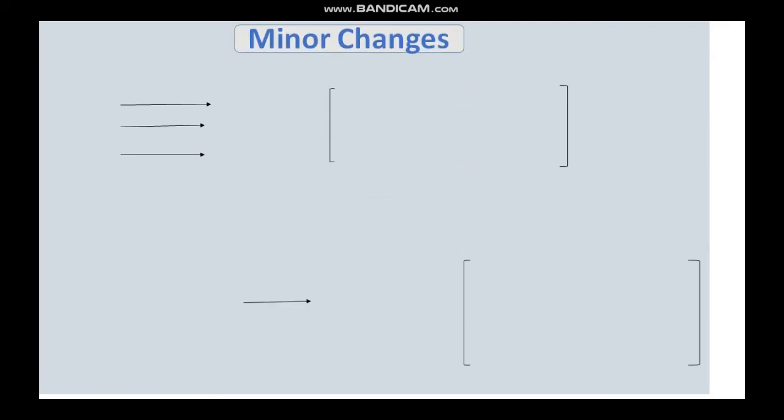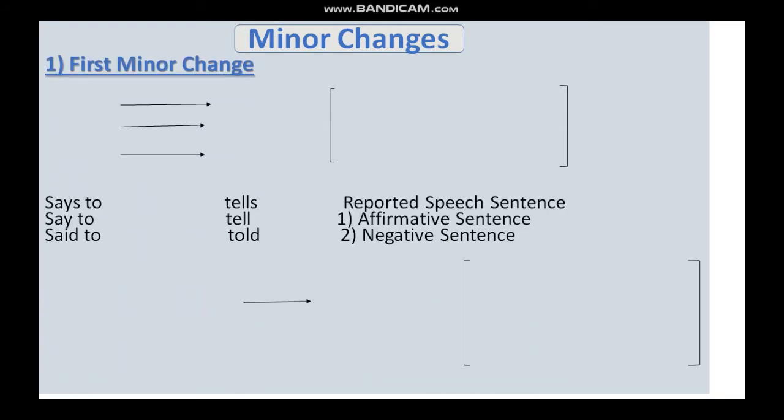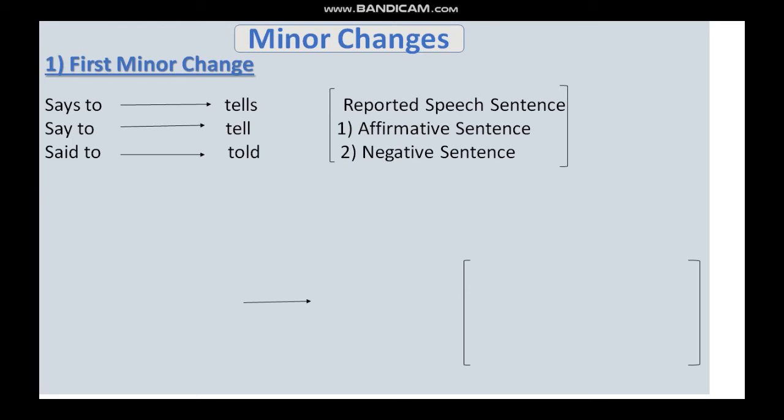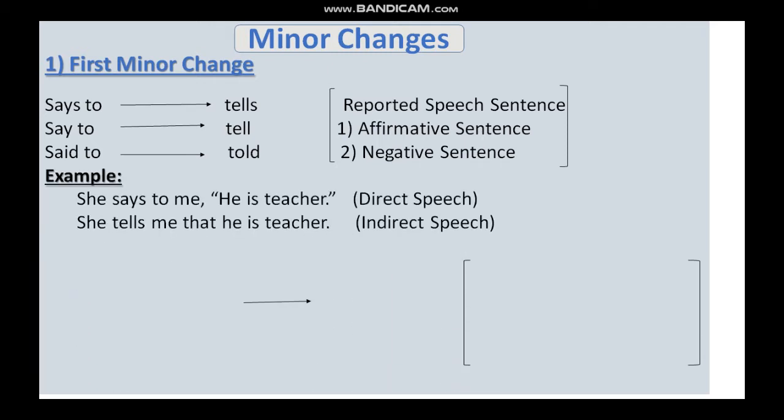First of all I start from minor changes. So students, we have two minor changes. The first minor change is what? We change the reporting verb of the reporting speech if we are given an affirmative or negative sentence in the reported speech. For example, she says to me, "he is a teacher." It is direct speech, but when I convert this direct speech into indirect, I use "tells" instead of "says to", because the sentence given in the reported speech is affirmative.